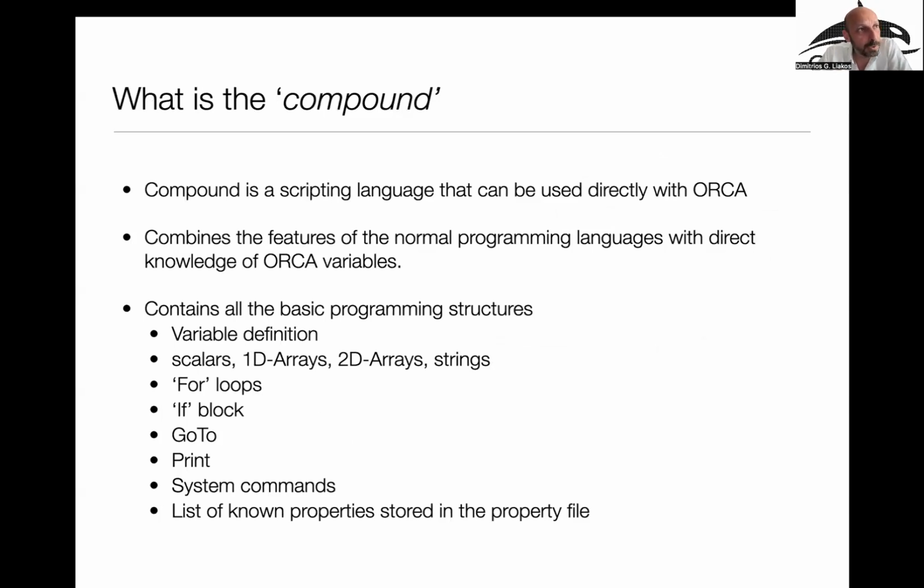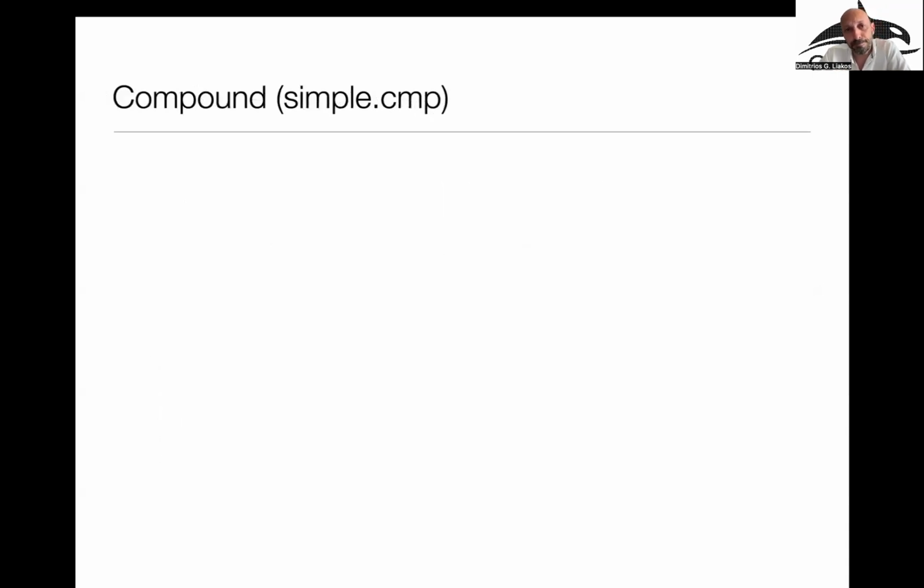What is Compound? Compound is a scripting language, but it can be used directly with ORCA. It combines the features of all normal programming languages, but the distinct advantage is that it has a direct access to ORCA variables. Now, as any scripting language, it contains variables, scalars, one-dimensional arrays, two-dimensional arrays, for loops, if blocks, everything that everybody can find in a normal language.